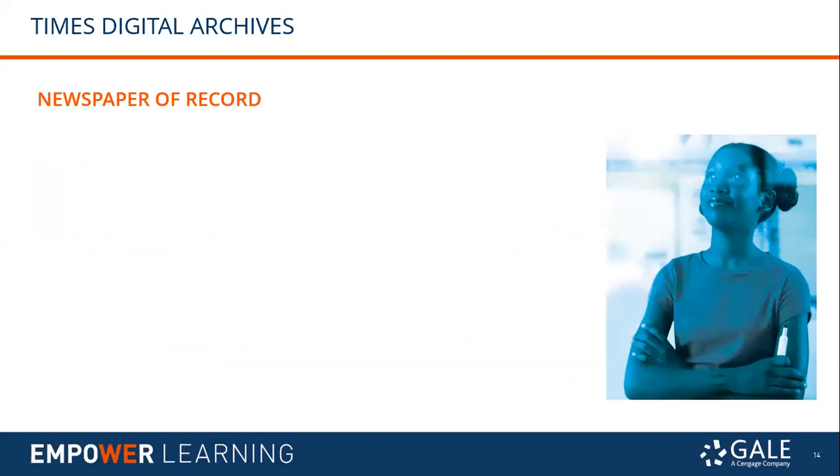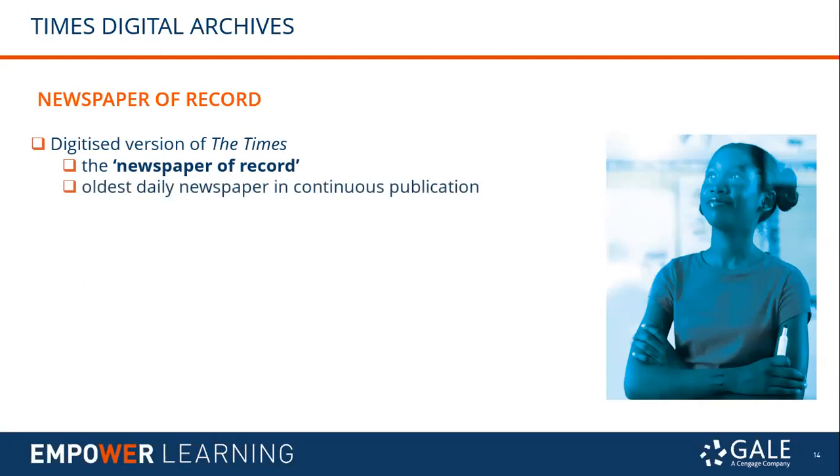All right, the last one is the Times Digital Archives. This is your newspaper of record, your full digitized version of the actual paper. The Times is considered the newspaper of record because it's the oldest daily newspaper in continuous publication. So there are newspapers sort of like Burney that started before, but it no longer exists. And even later on, newspapers came and they no longer exist. But the Times has been continuously published, starting with the issue in 1785.